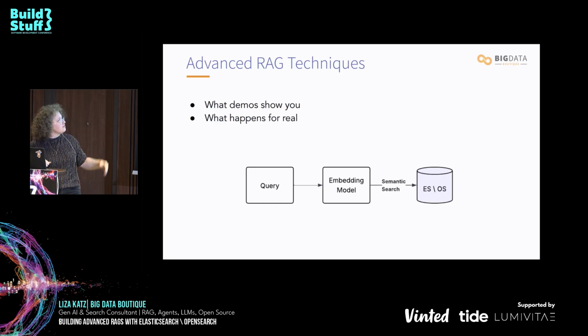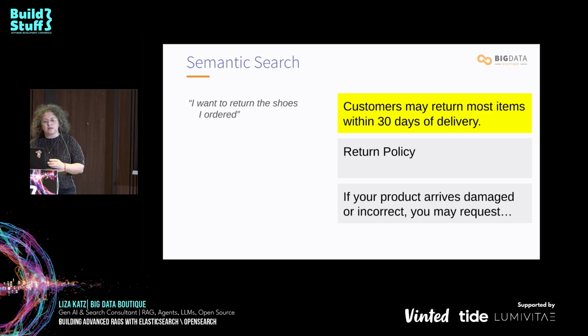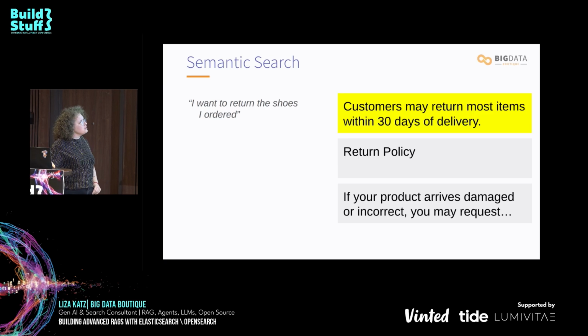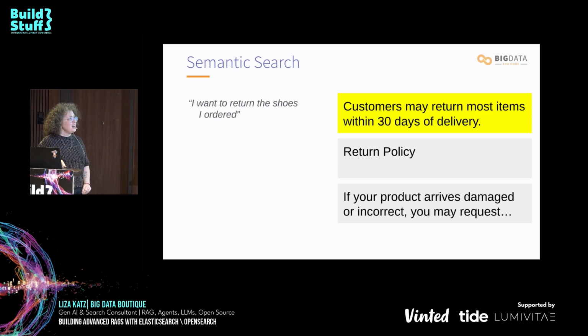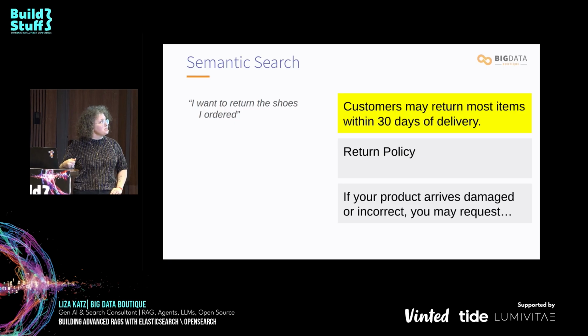This is a simplified version. They would take the user's question, hey, how do I return my order? They would run it through the embedding model, and then they would search Elasticsearch, OpenSearch, whichever vector database they're using. So if we actually look at the results, at first look, they look kind of fine. I get a relevant result in the first place.